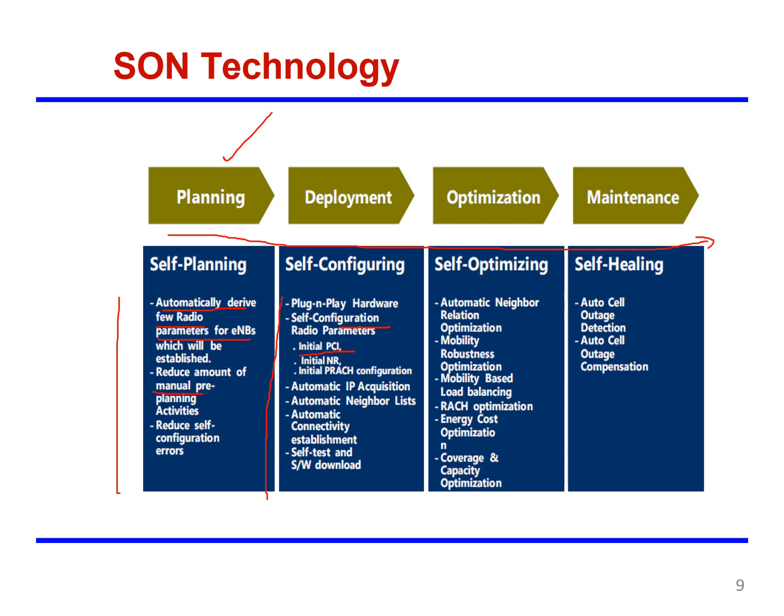And IP configuration, which you have seen, IP will be configured automatically. Neighbor list configuration, automatic connectivity establishment, the link establishments, and self testing and software download. These are the various activities in deployment. Coming to the optimization, again as we discussed, the neighbors optimization, mobility, the handovers, and then load balancing, RACH optimization, and coverage and capacity optimization. These are the various activities in optimization. And healing, outage detection, and compensation.